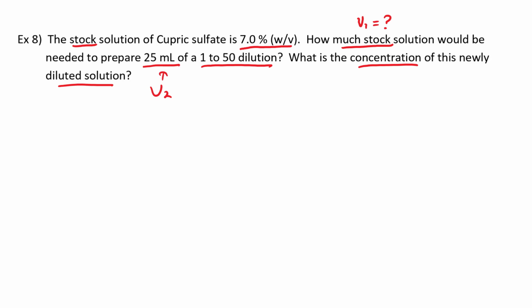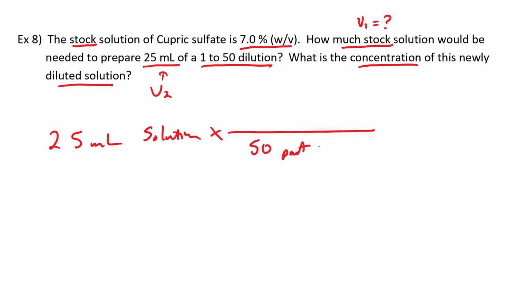So I need to know V1. I have V2. Write that down. 25 mils, my final solution. I will then convert 50 parts solution for every 1 part stock. Again, we're getting that from our dilution rate here. Solutions cancel solutions, parts cancel parts. I'm left with milliliters of stock.